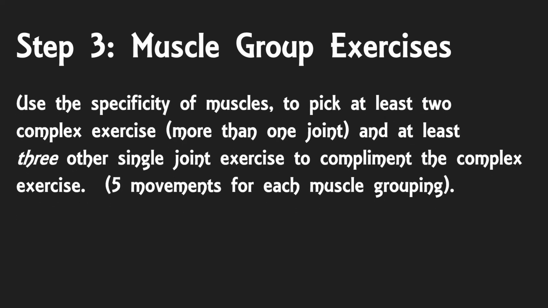Step 3, muscle group exercises. Use the specificity of muscles to pick at least 2 complex exercises. These include more than 1 joint and at least 3 single joint exercises to complement the complex exercises. So you have 5 movements for each grouping. This is an option. You can do more, you can do a little less, depending on the time you have available for your workout.